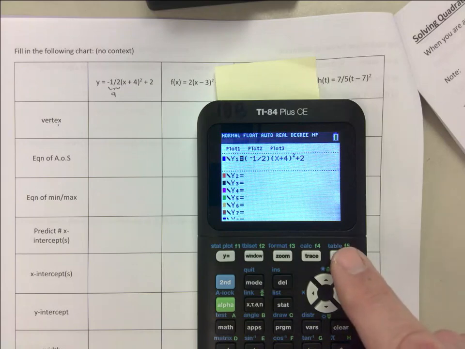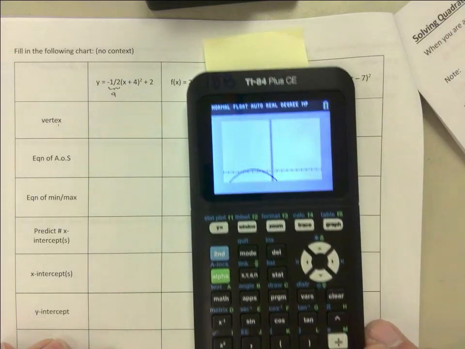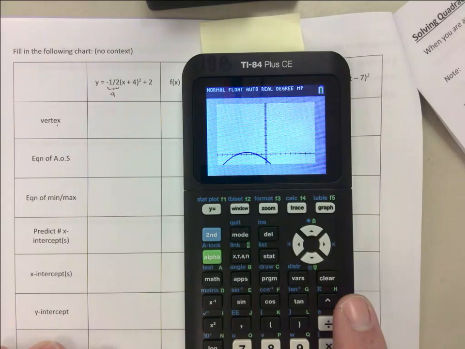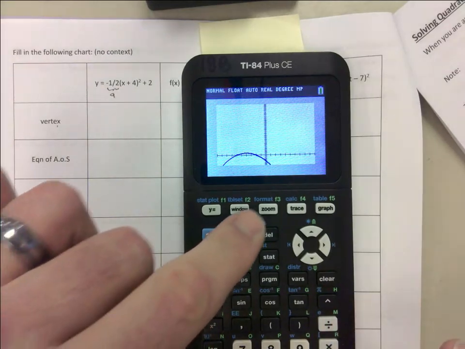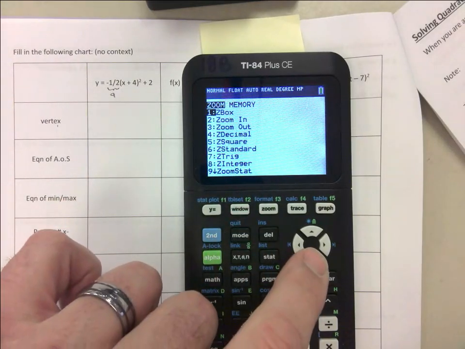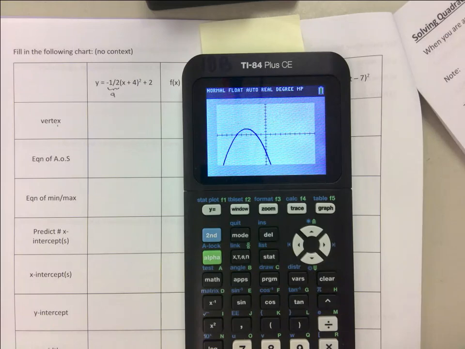Let's hit graph now all together. Oh, I see my graph there. Will a zoom standard work pretty good here? I think so, so let's do that. Zoom standard, enter. Do I need to change my window at all? I would not touch it right now.